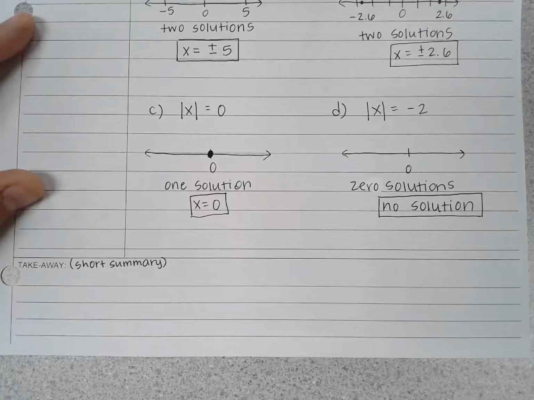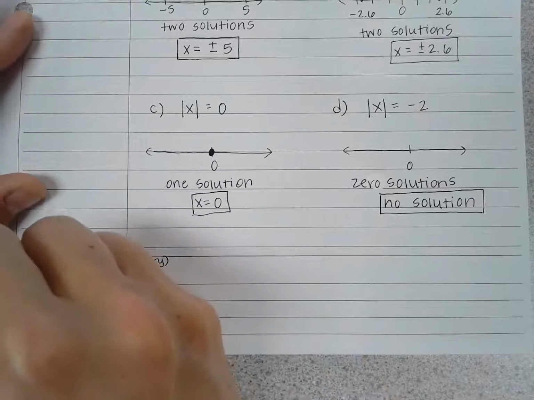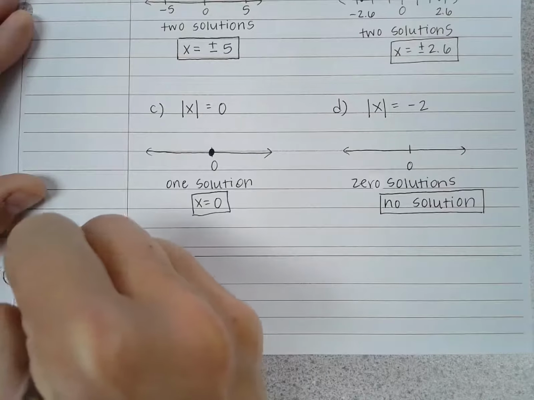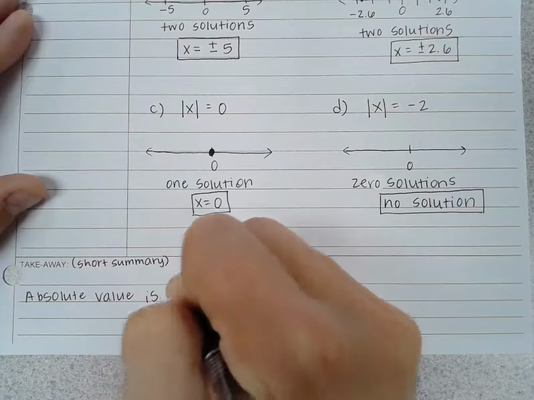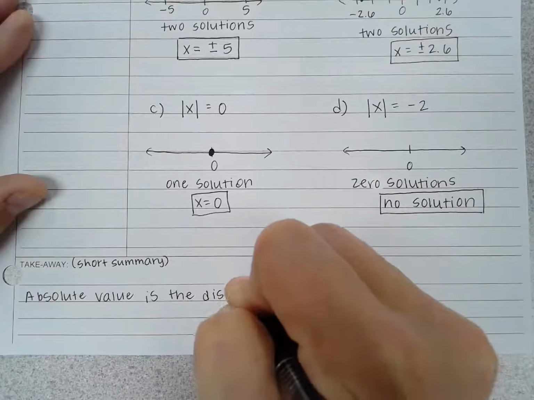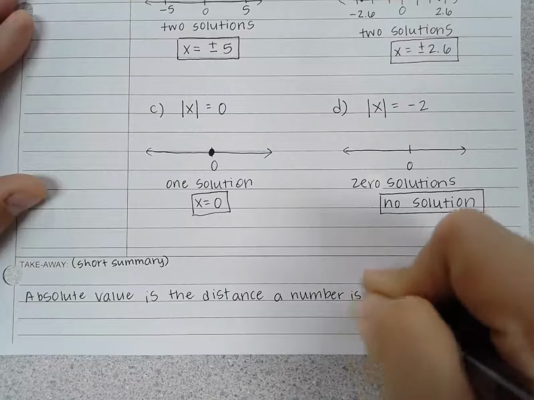So if you take a moment and look back at what we learned on this page, we said that absolute value is the distance that a number is away from 0. And then if you look at the examples that we did on the page, a lot of times you can get 2 answers to the question. And so I think a good summary would include both of those things. So absolute value is the distance a number is away from 0.